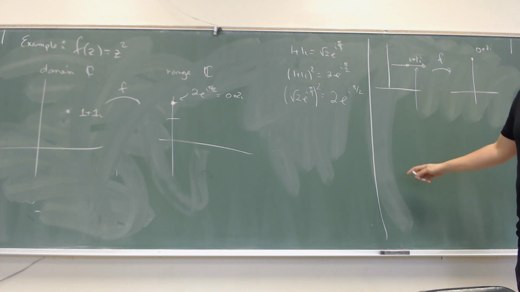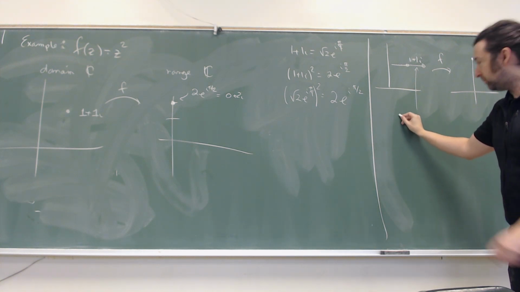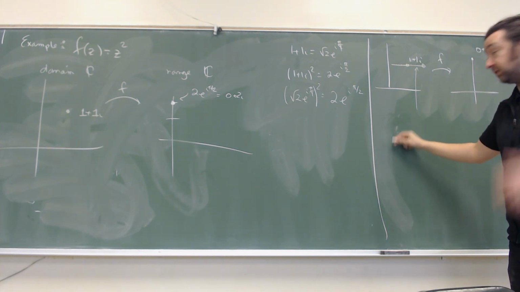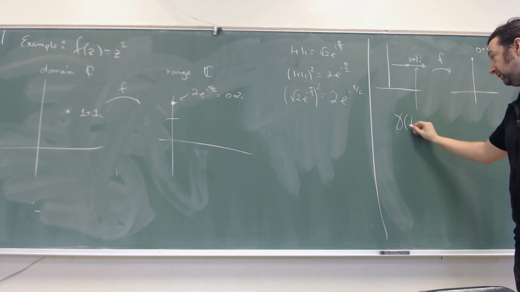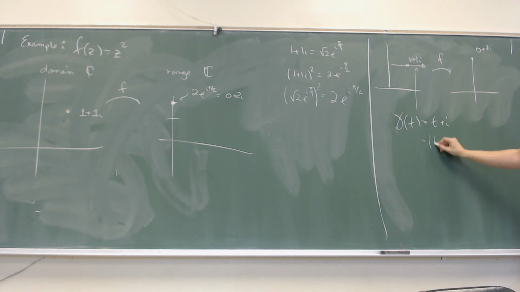What's that? T going from... Yeah, so normally you have to give your function a name. So we used C or gamma in the last class, but yeah, exactly. Gamma of t is equal to t plus i. If you like, you can think about this as being related to the R2 version, which is (t, 1). X coordinate t, y coordinate constantly equal to 1 gives you this horizontal line, right?